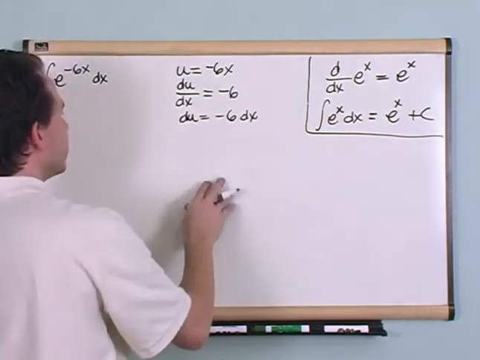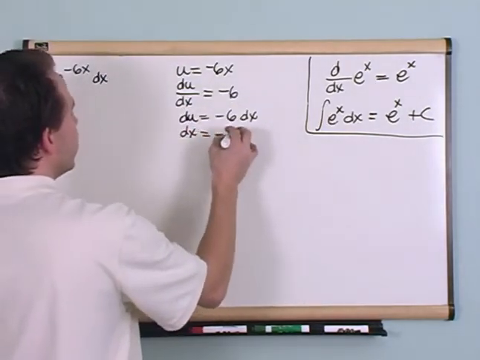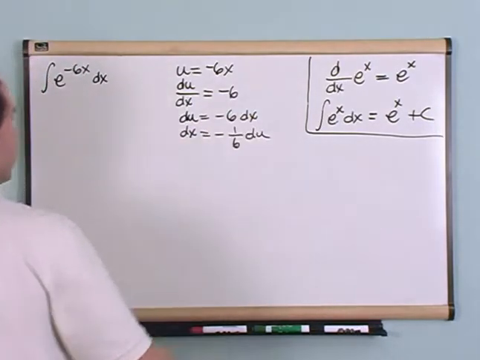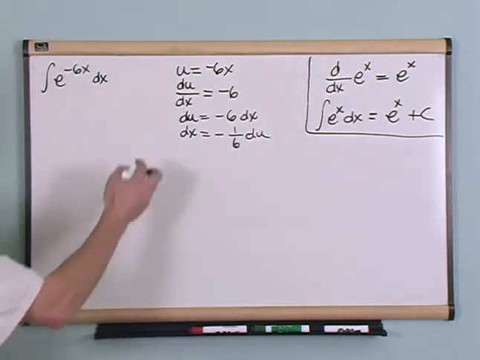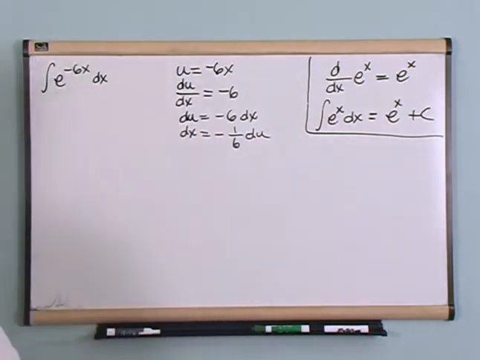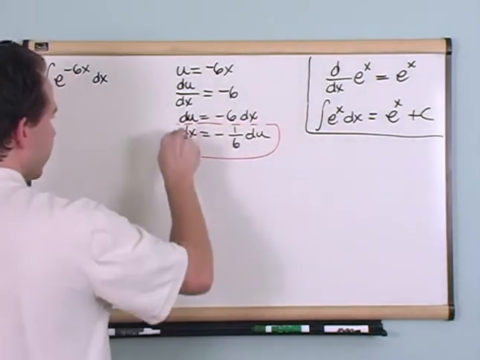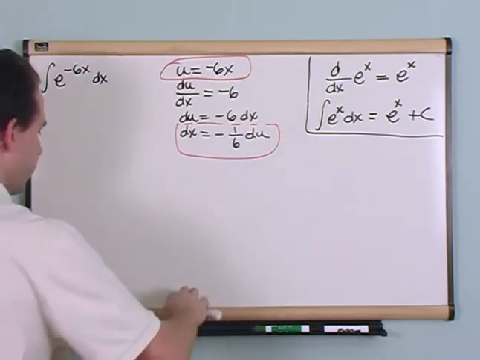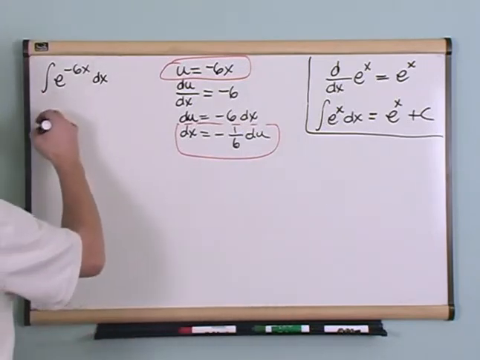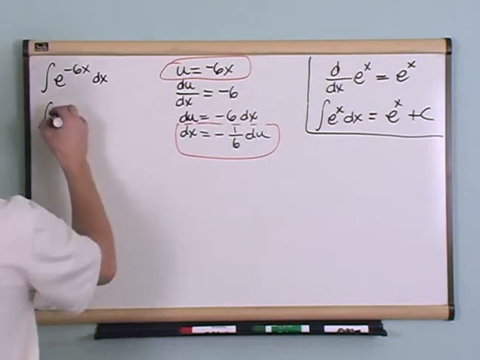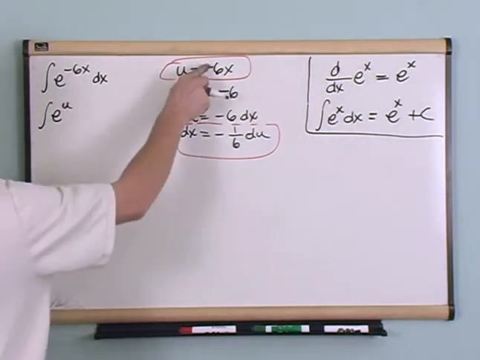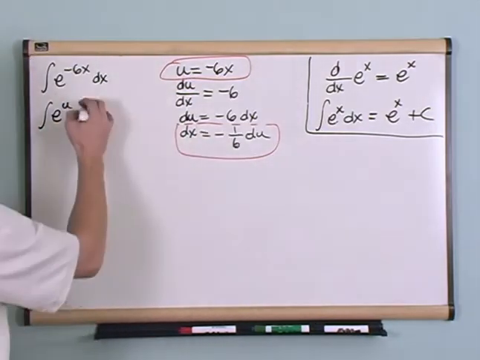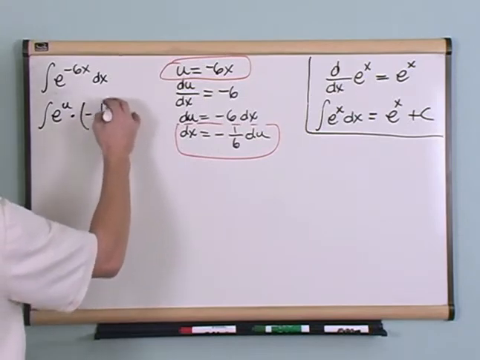You just move the dx over. And then dx is negative 1 over 6 du. You just divide both sides by negative 6. So this piece of information, as I did in the past section, is very important, and this piece of information is very important. That's kind of the two important things in order to do the substitution. So when you do it, you're going to have integral of e to the u, because you define what u is here, times dx. But dx you've already defined here, so it's going to be negative 1/6 times du.